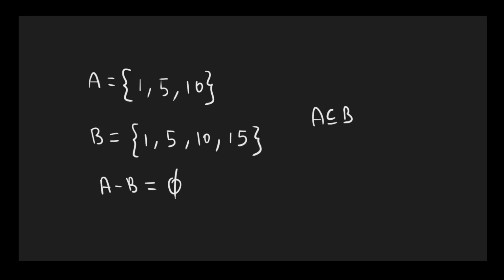And if we want to find the difference between B and A instead, in this case we are just left with 15, which is the only value that we find in B, but we don't find in A. So the difference between B and A is just 15.